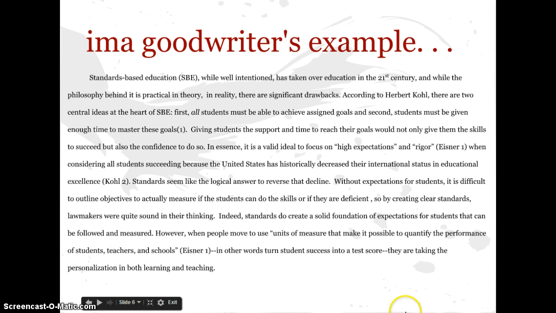So here's Ima's. You can take some time to look at how she incorporated various sources. Do you think she did it well enough? Where did she paraphrase? Where did she choose to quote? Is that something that she should have done better? So do take some time to evaluate how well she did with this.